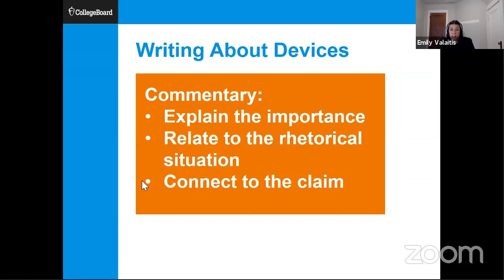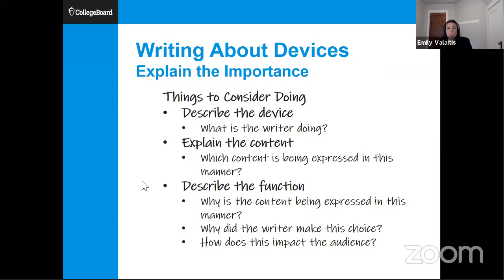When writing about these things, I've stressed to you before that your commentary should explain the importance, relate to the rhetorical situation, and connect to the claim. I still maintain all of those, but I want to speak a little bit to that first bullet point, explaining the importance, because there are some nuances when it comes to talking about repetition and parallelism in your own writing. And so a few things to keep in mind when you are explaining the importance: still connect back to the claim and the rhetorical situation.